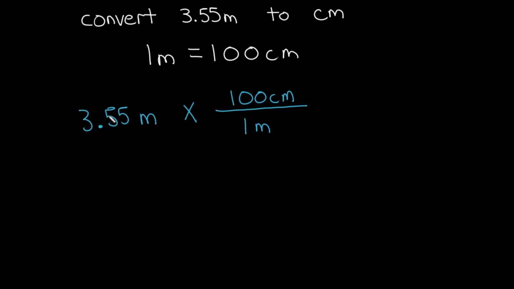The reason we do this is so that when we multiply the original number, these units will cancel, and all that we'll be left with in the answer is centimeters, the units that we're looking for. So when we multiply these together, we get 355 centimeters, which is the answer.